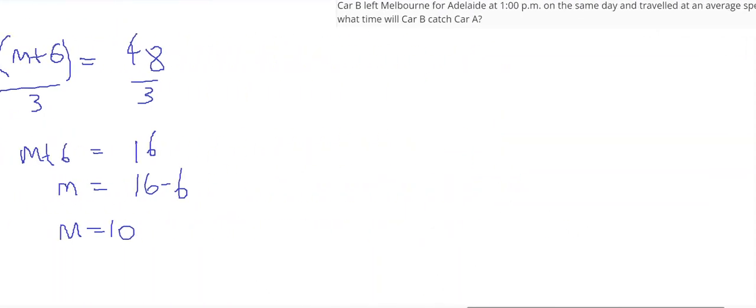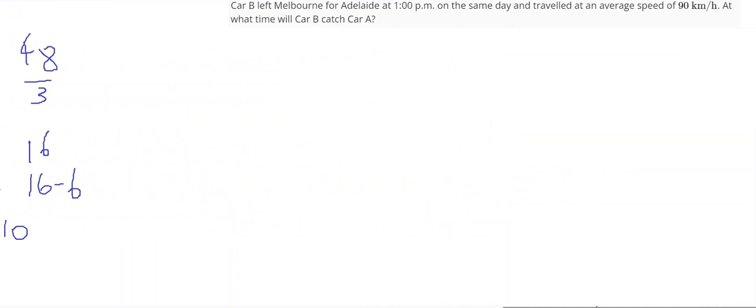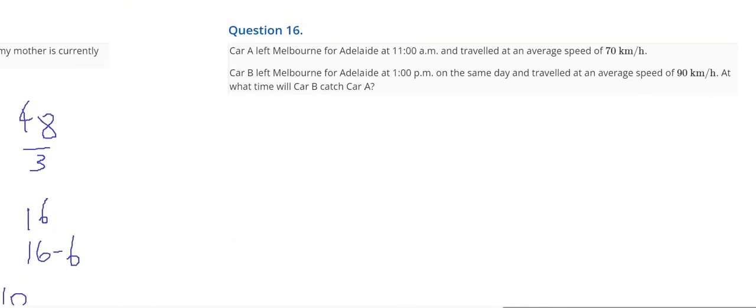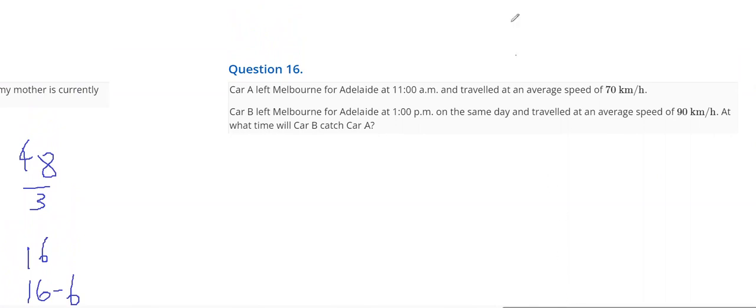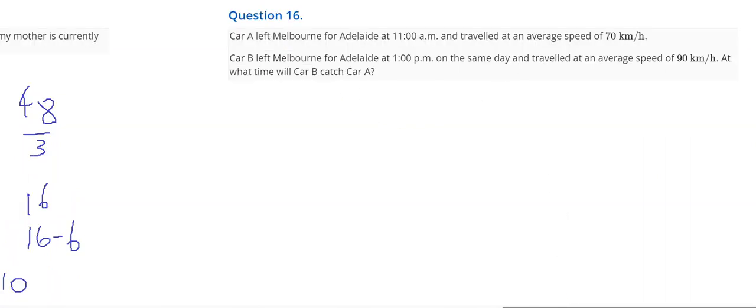And looking at the last question, which is question number 16. Okay, question 16, we have 2 cars. Car A left Melbourne for Adelaide at 11 a.m. and travelled at an average speed of 70. Car B left Melbourne, the same place, towards Adelaide, the same place, 2 hours later at 1 p.m. on the same day and travelled at an average speed of 90. So the second car was travelling faster. After what time will car B catch car A?